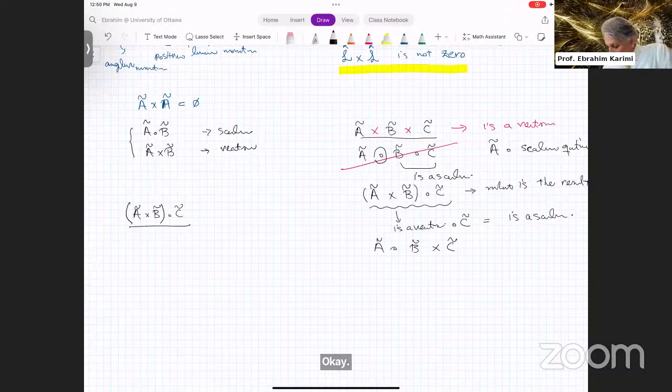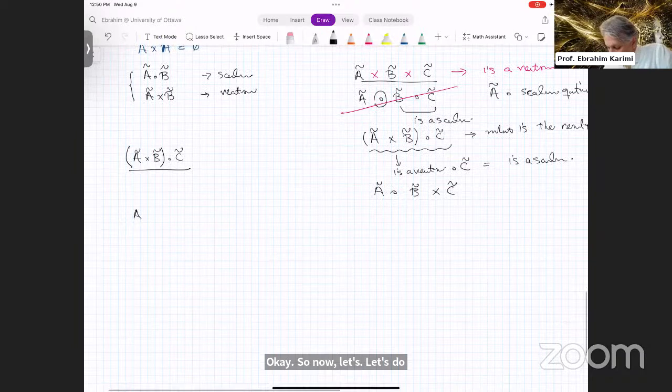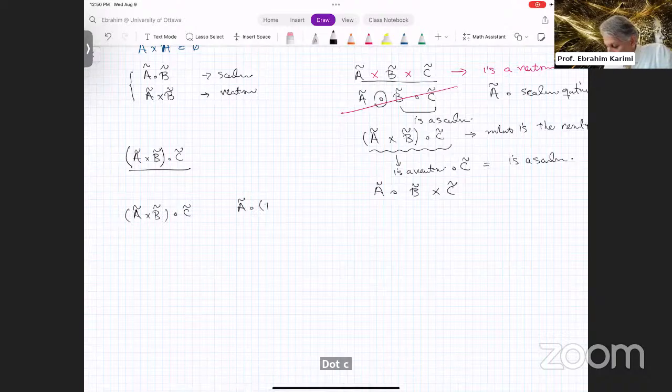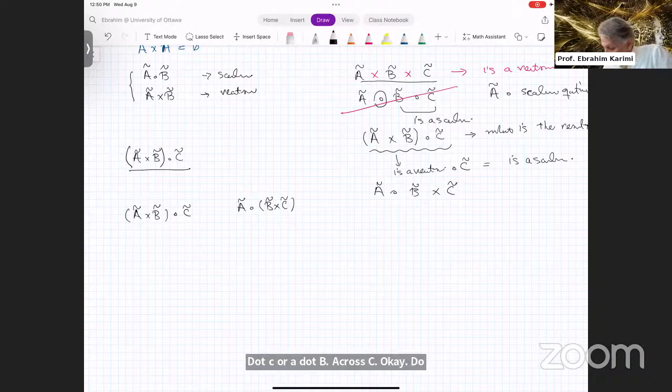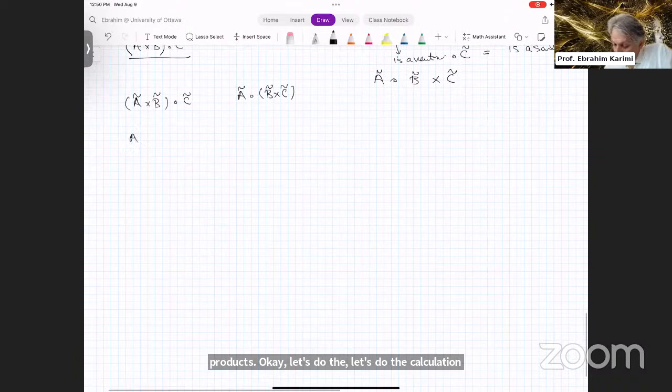So now let's do the calculation for either A cross B dot C or A dot B cross C. This is what I have. We call these the triple products. Let's do the calculation here. I will go with the first one. What is going on with A cross B dot C?